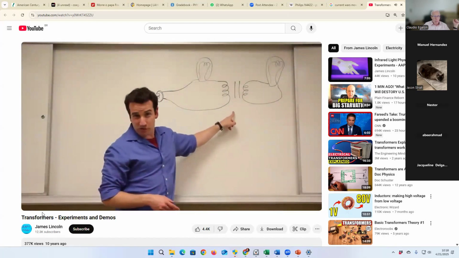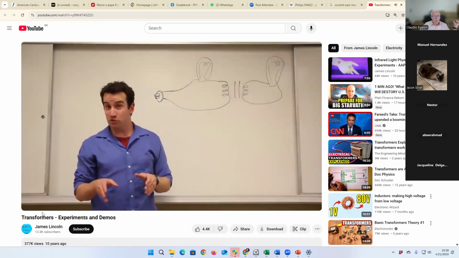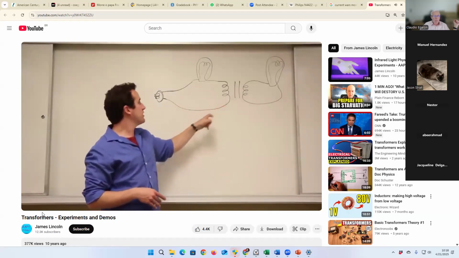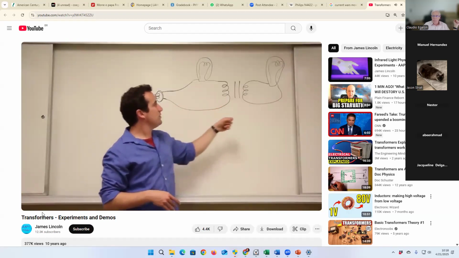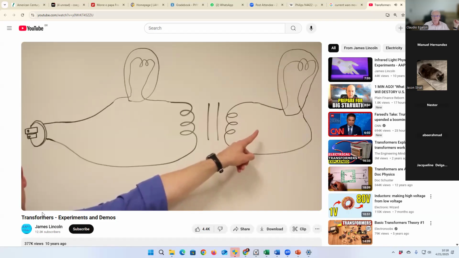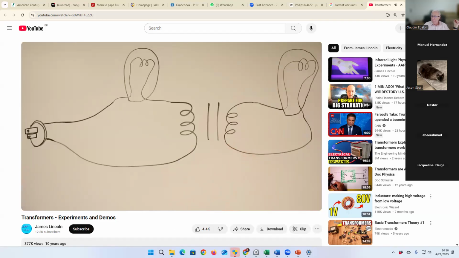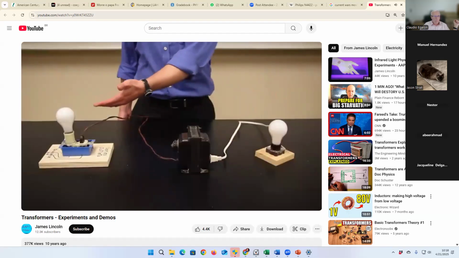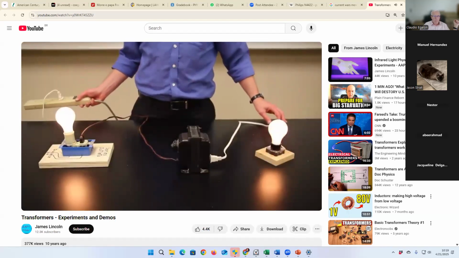This is the symbol for a transformer, but here it's connected in an unusual way. There's a light bulb in series with the primary coil, which is connected to the power source, but also another light bulb connected to the secondary coil, which is powering it also. Here's the same setup in real life. As you can see, both bulbs glow.